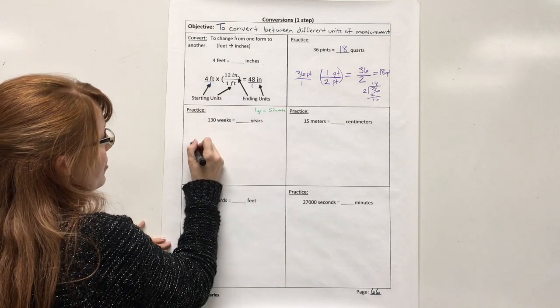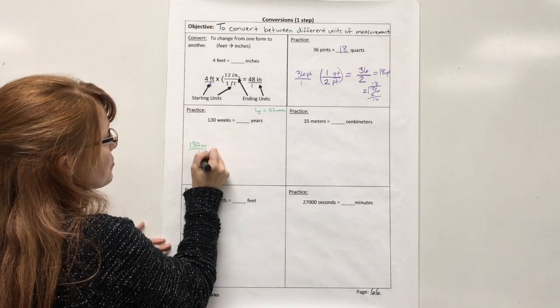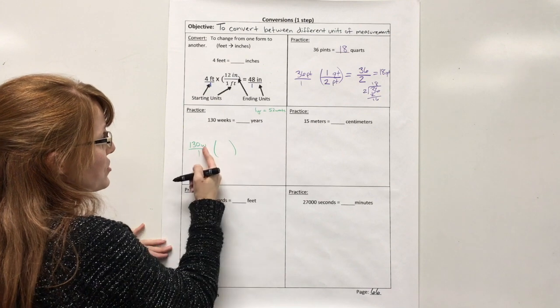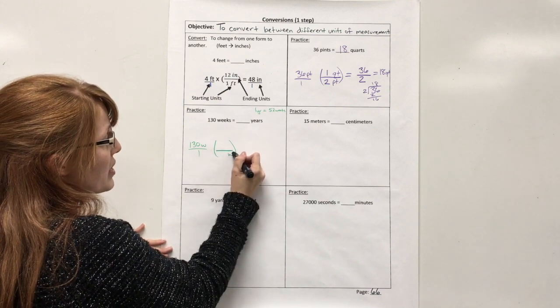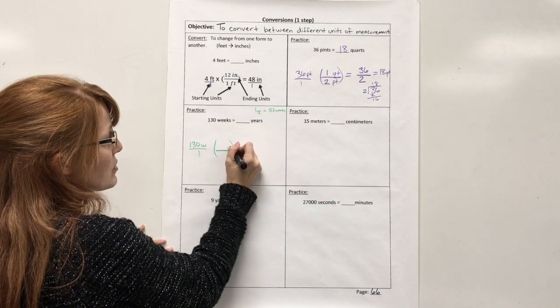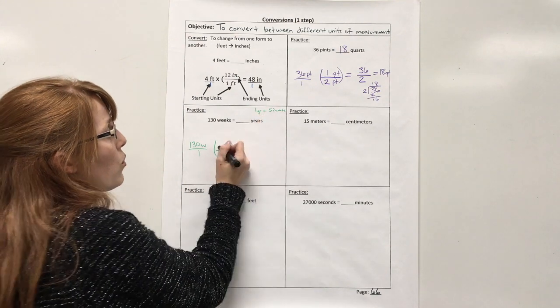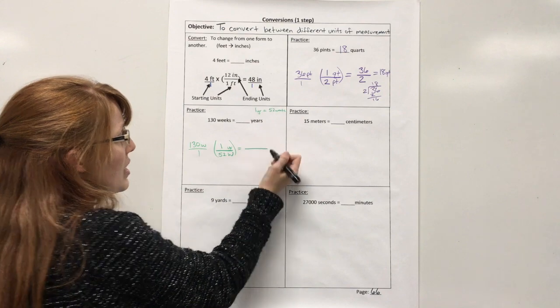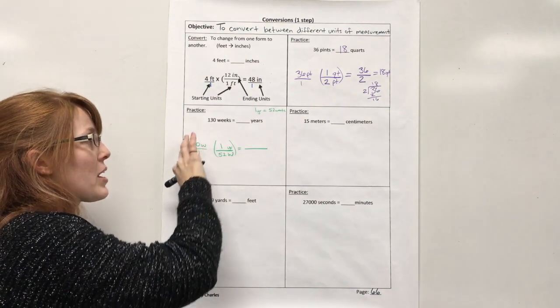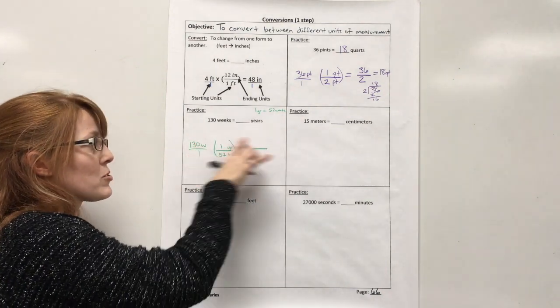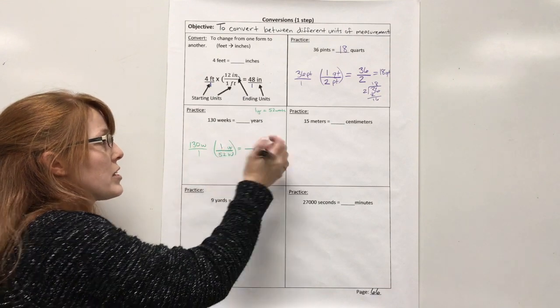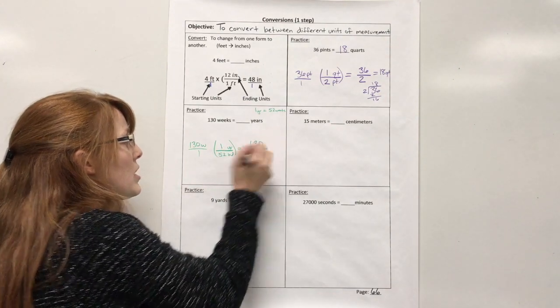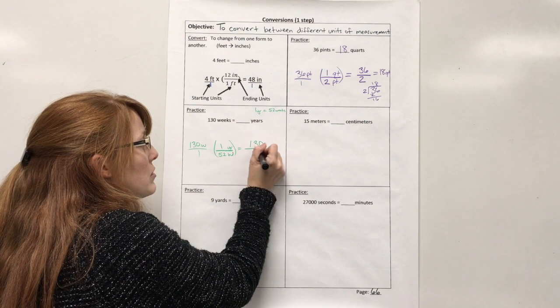So again, we start with 130 weeks. We just put that over 1. Whatever I start with, those units have to go on the bottom, and then what I'm getting to goes on top. And right here, 1 year is 52 weeks. Again, it doesn't really matter that I'm multiplying across because the numbers don't change. This is just 130 times 1, and this is just still 52.